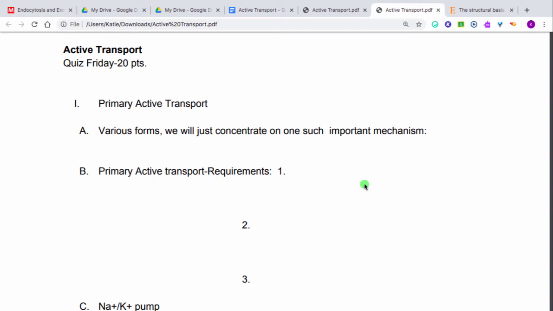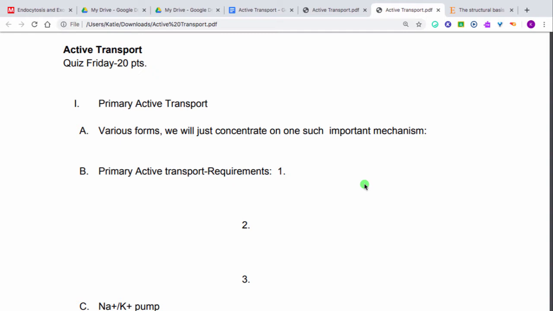I guess since I'm here, it won't hurt to just review what we talked about yesterday, that primary active transport is active transport, so it's going to require energy. And primary means that that energy source is going to come from ATP, and that ATP is going to drive an integral membrane, transmembrane pump in the membrane. That's what transmembrane integral membrane means. And the one that we focused on was the sodium potassium pump.